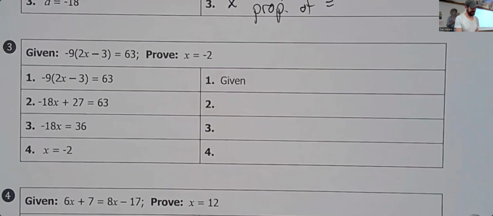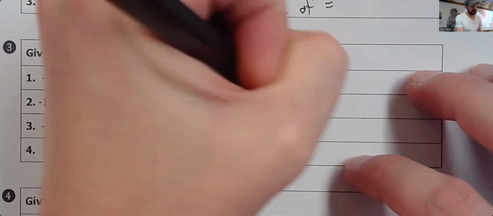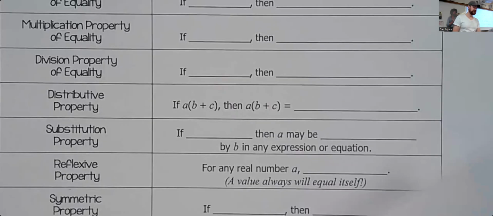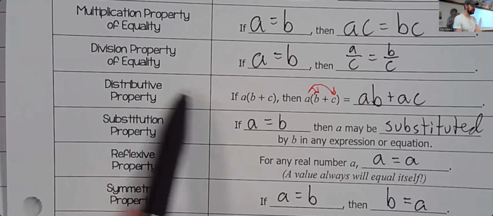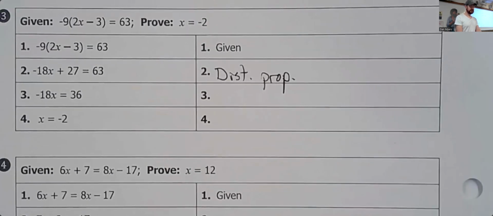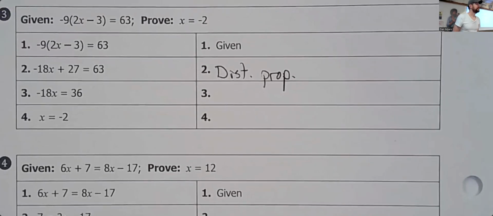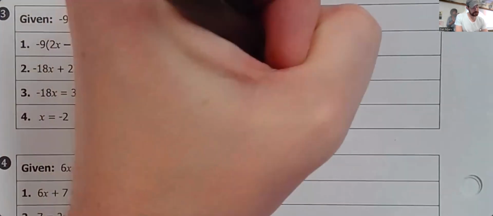Now, the distributive property, just real quick, did not say the distributive property of equality. So we don't have to write of equals on that one. We can just write distributive property. And I'm going to abbreviate distributive as dist. Distributive property. Let's keep going here. This would be the subtraction property of equality.